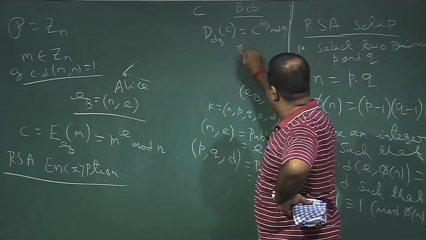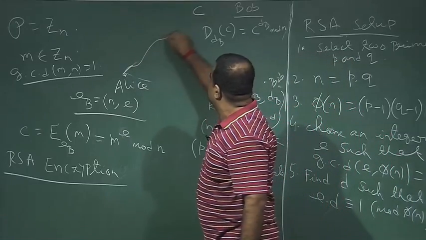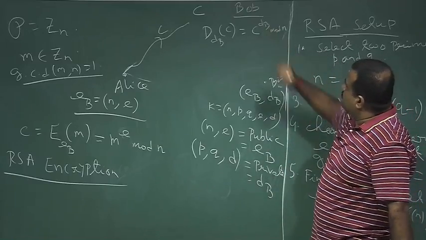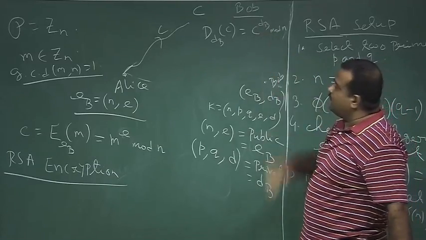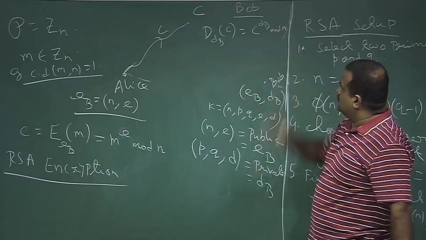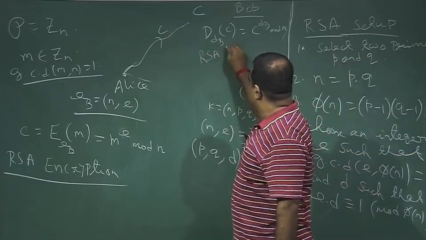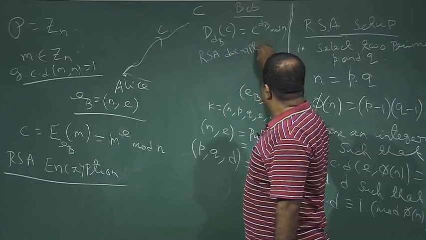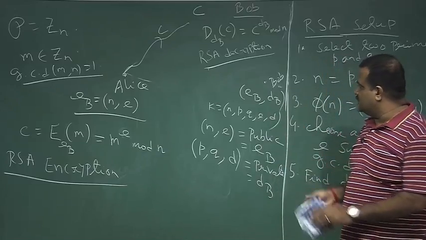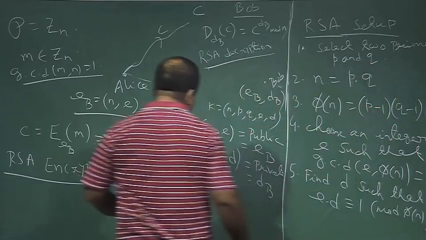We need to verify whether we are getting m or not. But anyway, this is the decryption process. Bob is getting C from Alice, which is the ciphertext, and Bob has his secret key dB. So Bob will simply compute the ciphertext to the power dB mod n. This is the RSA decryption. And now the question is, why is this equal to m? Why will this give us the original message? That part we need to verify.